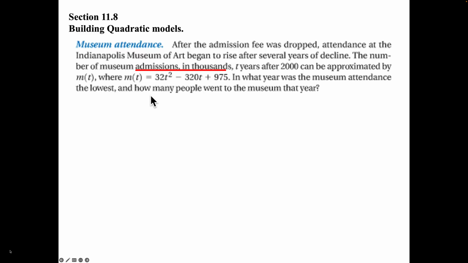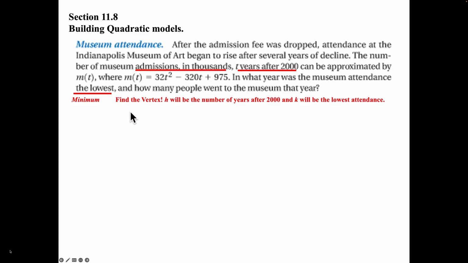So here, I'm going to go right to my vertex formula. My t is going to be after 2000, so whatever you get for a t value, you'll add 2000 to it. So like I said, we're going to go find the vertex. It's a minimum. H will be the number of years after 2000. K will be the lowest attendance. Again, that must be multiplied by 1,000.